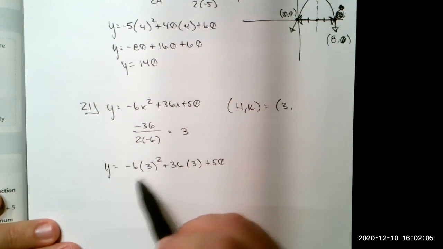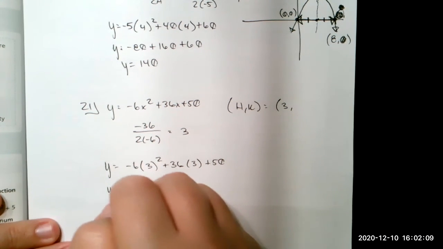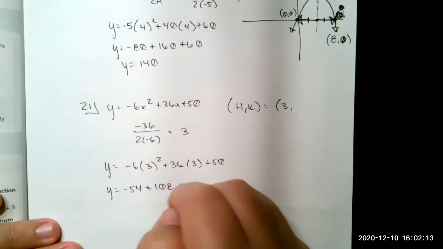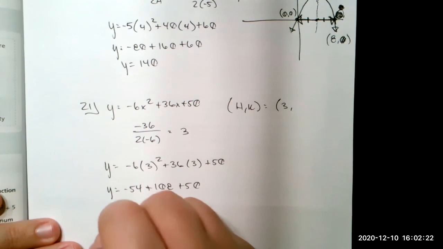Wow, 3 squared is 9. Negative 6 times 9 is negative 54. 36 times 3 is 108. Negative 54 plus 108 is positive 54. 54 plus 50 is 104.